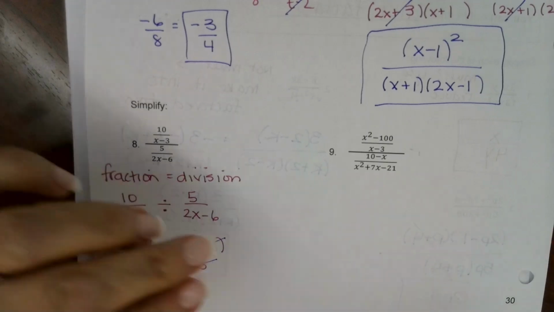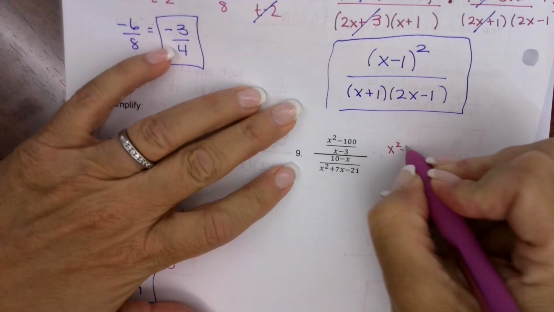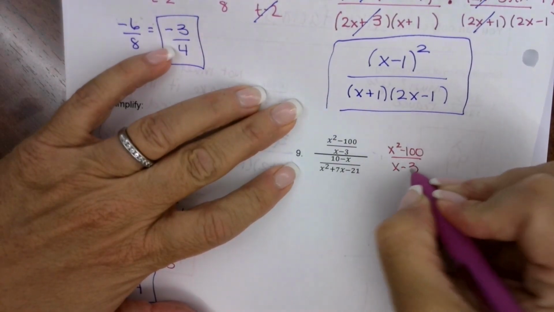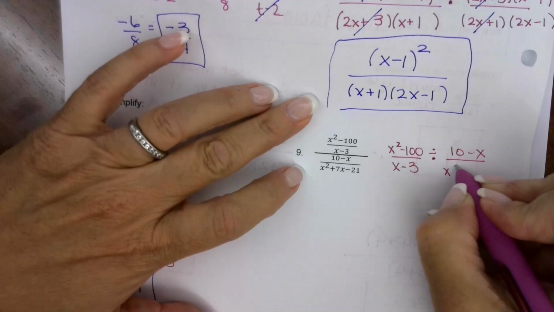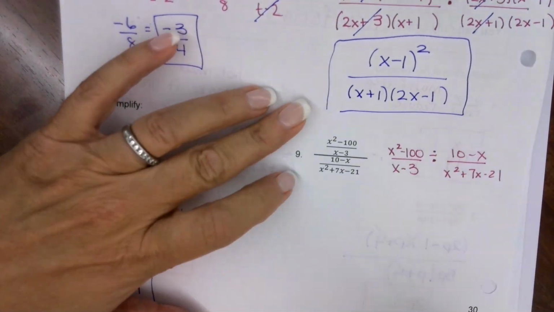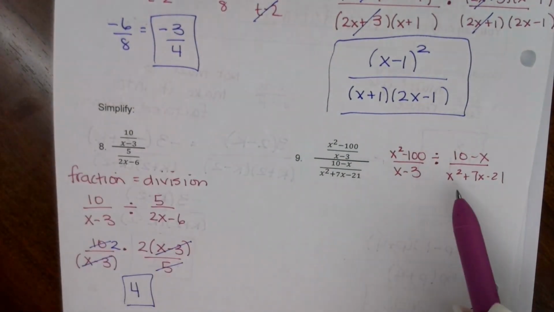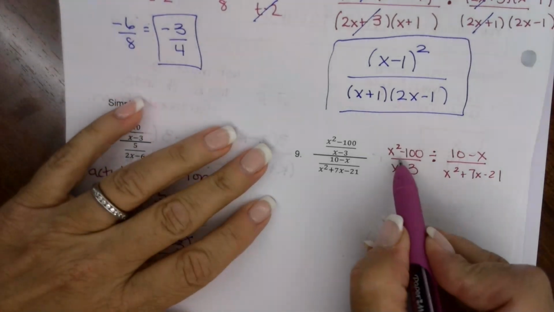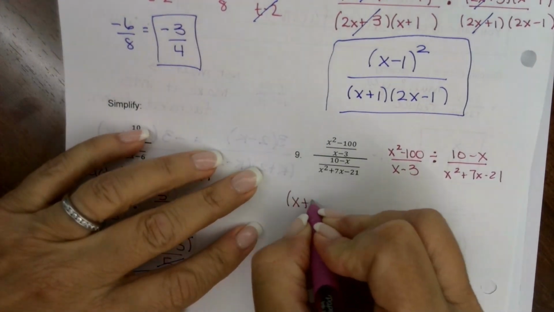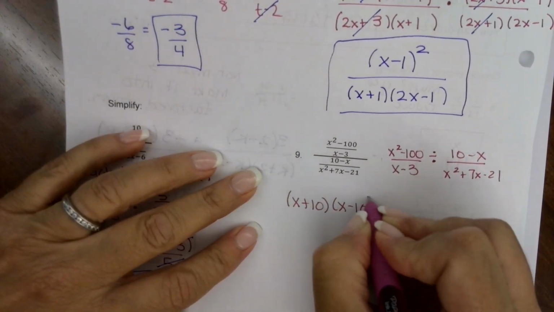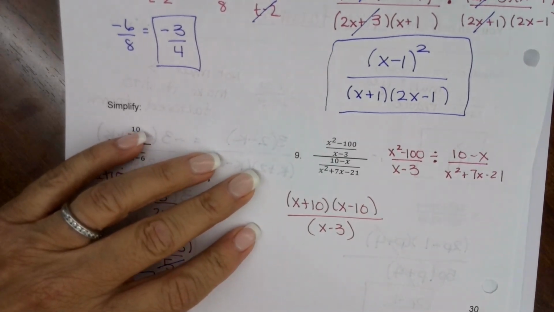All right, last one. Again, I'm going to write this with old school division: x squared minus 100 divided by x minus 3, divided by 10 minus x over x squared plus 7x minus 21. Okay, so now I see that this is super sloppy. I've got all these operations in here, so I need to put them in factored form. This first term up here is a difference of squares, so I have x plus 10, x minus 10, and x minus 3 stays on the bottom. I can add my parentheses because it's my whole denominator if I need to.